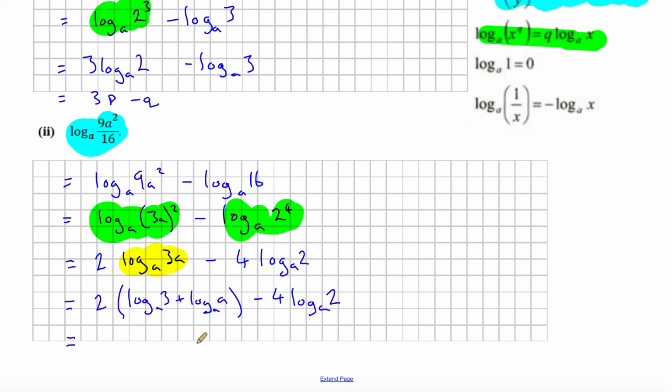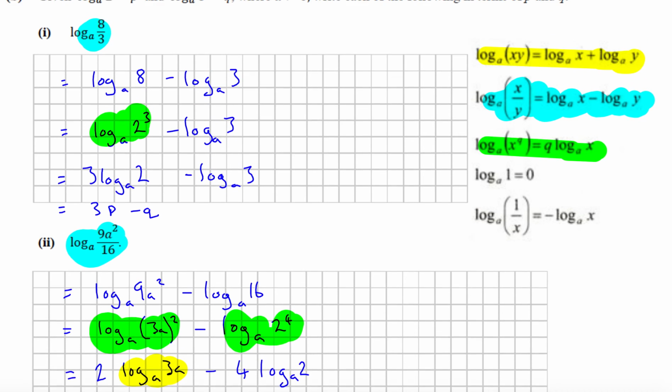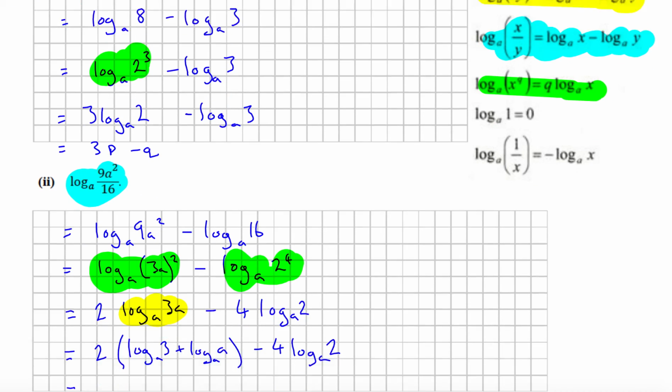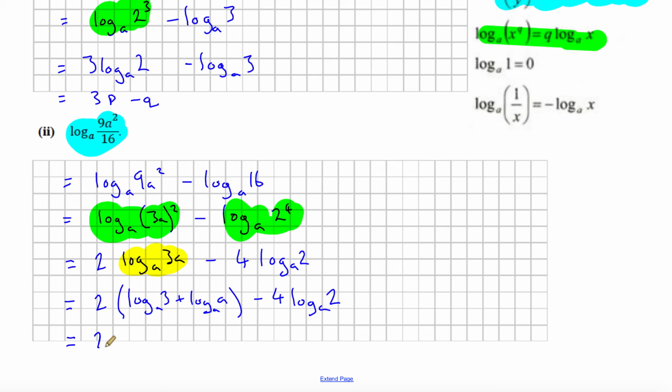Okay, so finally then, the log of 3 to the base a, that's q from up above, if you remember. The log of 3 to the base a is q, and the log of 2 to the base a is p. So I'm going to substitute them in now. That's going to leave me with twice q. The log of a to the base a, well, the log of something to the base of itself is 1. So that's going to be plus 1. And then minus 4 times the log of 2 to the base a, that's p.